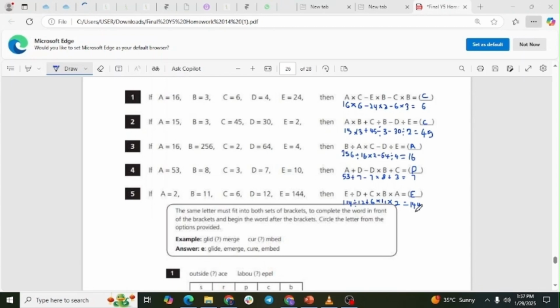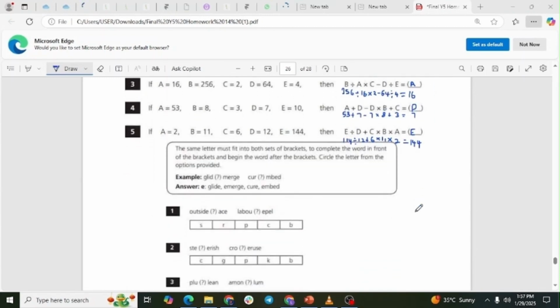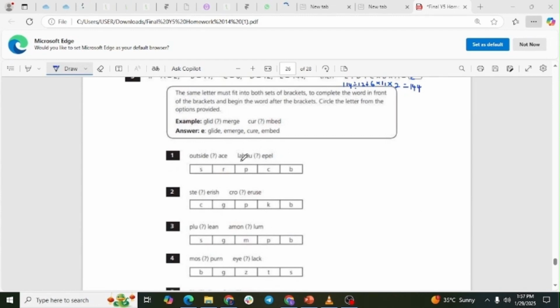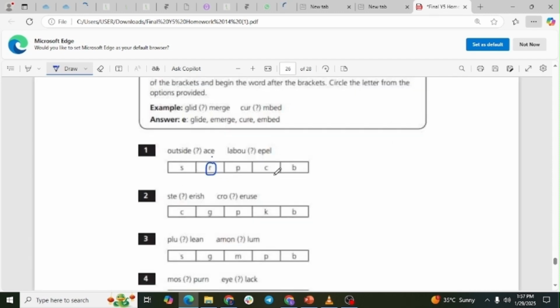The correct answer is E. Next, substitution, finding the missing letters. Question 1. The words given are outside, ace, labor, eeple. We need to find a letter that fits in both blanks to complete real words. Let's try R. With R, the words become outsider, race, labor, repel. That makes sense. The correct answer is R.